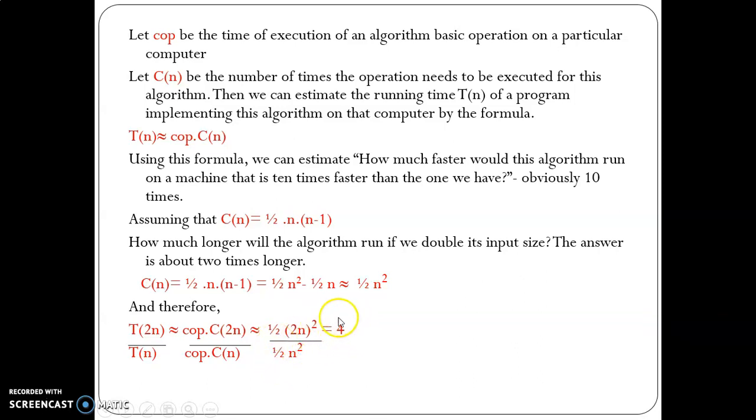What remains is 4. That means if we double the input size, the algorithm will run 4 times longer. So that doesn't mean doubling the input size will double the time, or decrease the speed by half, but it will decrease the speed by 4 times. That is what this calculation is trying to tell us.